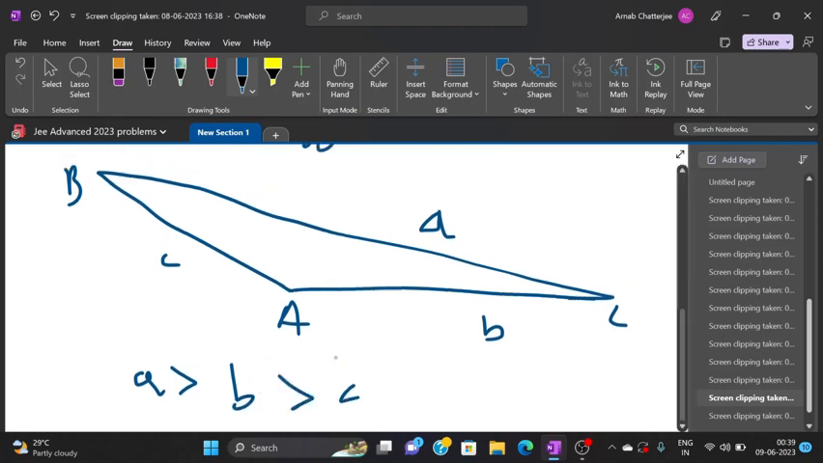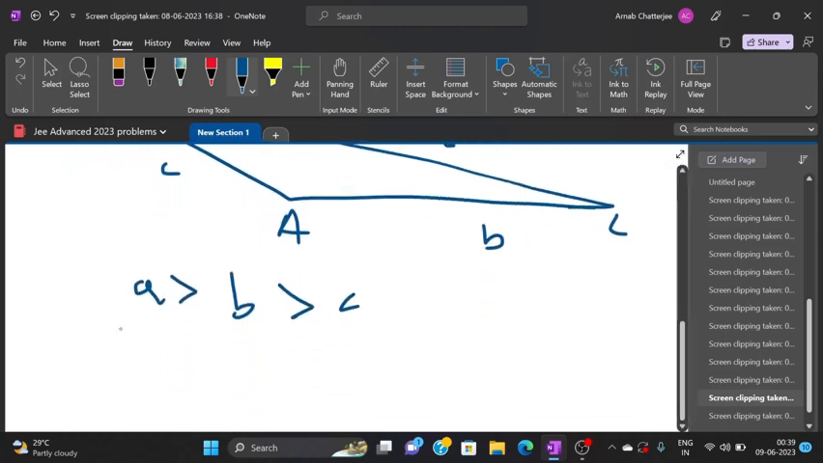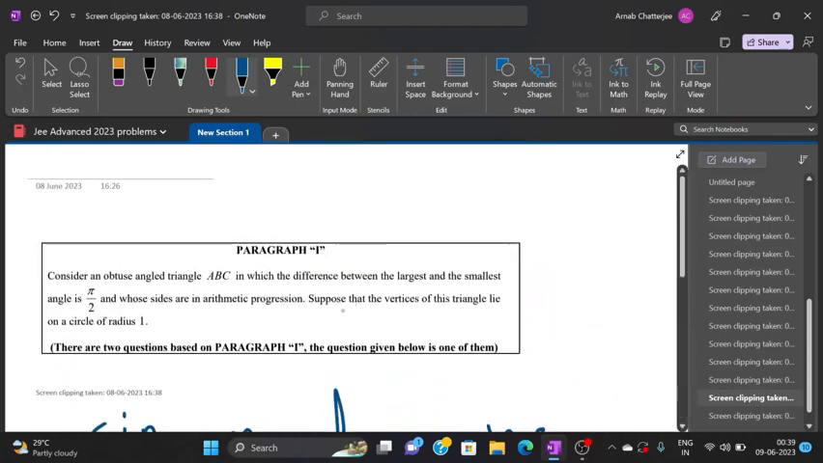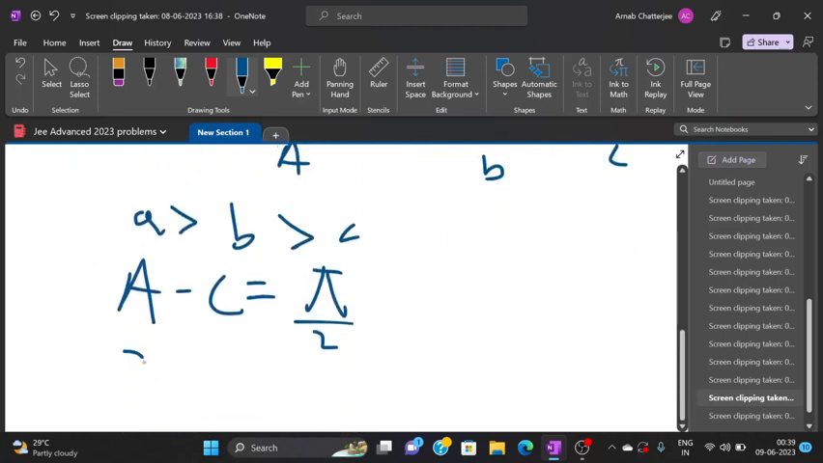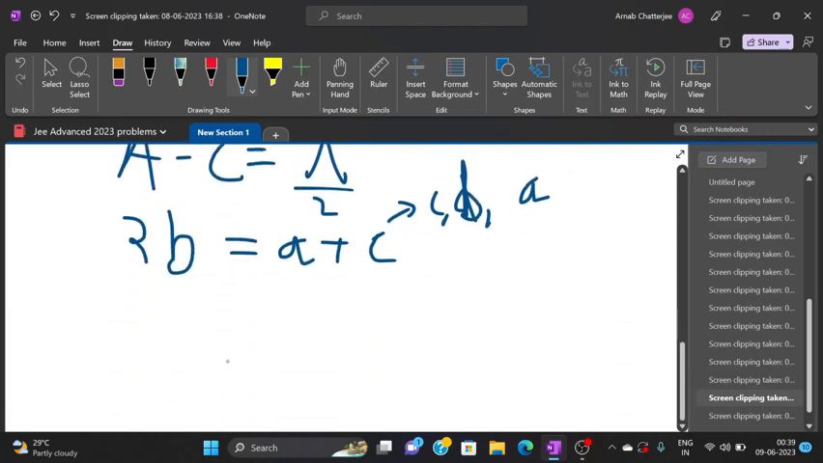You can assume any of the two here, and obviously the side opposite to the obtuse angle will be the largest, and we have A minus C equal to pi by 2, since he has said that the difference between the largest and the smallest angle is pi by 2. Then we have that the sides are in AP, so we have 2B equal to A plus C. The sides are in AP. Since the order of the AP in increasing sequence will be C, B, A. Right? So 2B equal to A plus C.